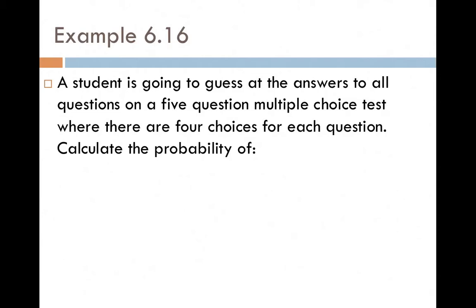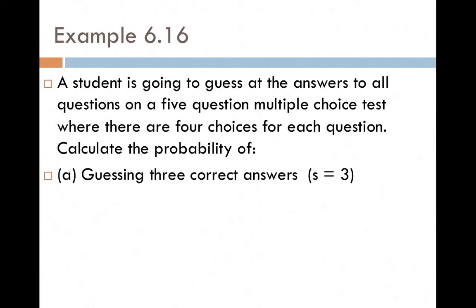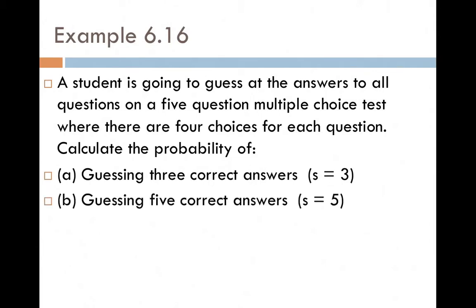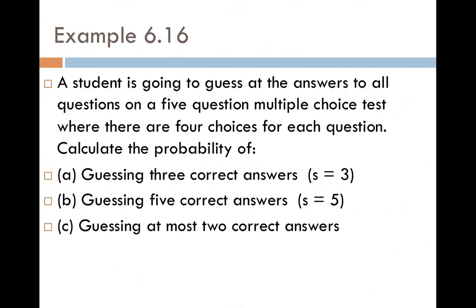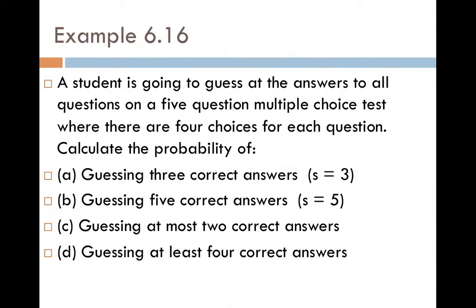A student is going to guess at the answers to all questions on a 5-question multiple choice test where there are 4 choices for each question. Calculate the probability of guessing 3 correct answers, which means success is 3. Guessing 5 correct answers means success is 5. Guessing at most 2 correct answers, at most 2. We have to figure out what that means in terms of successes.